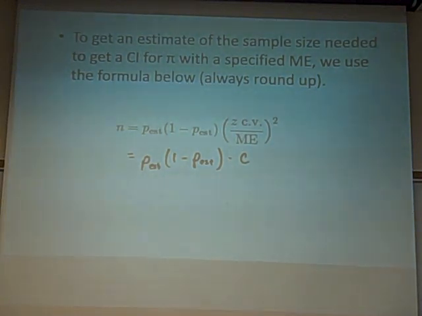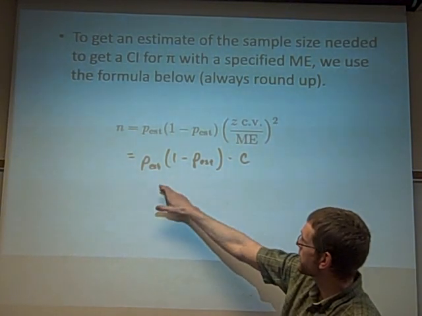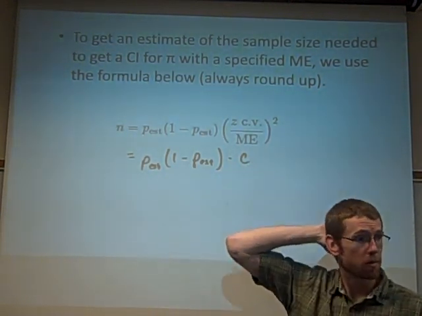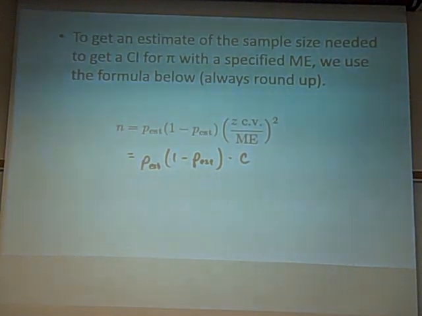Does anybody remember back to an algebra class? What happens if you have x times 1 minus x times some constant? We can kind of ignore this constant. What happens if you have x times 1 minus x? What type of graph is that? Carl? Linear? No, it's not a line. X times 1 minus x is not a line. It's a parabola. So it's going to be a parabola.